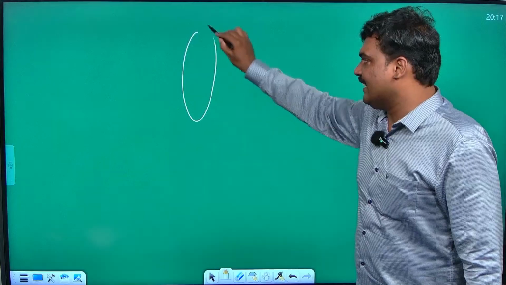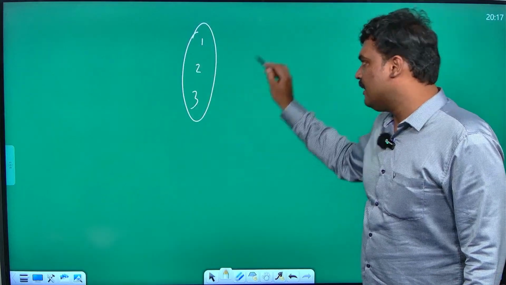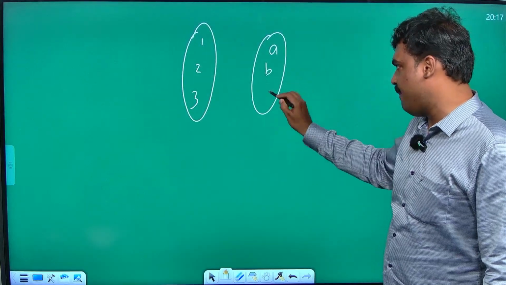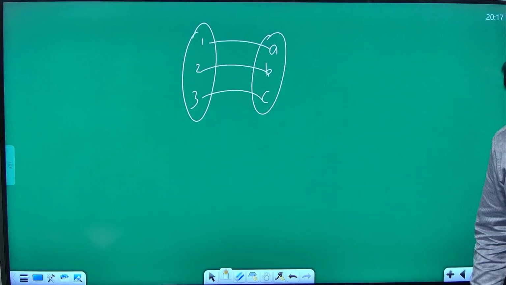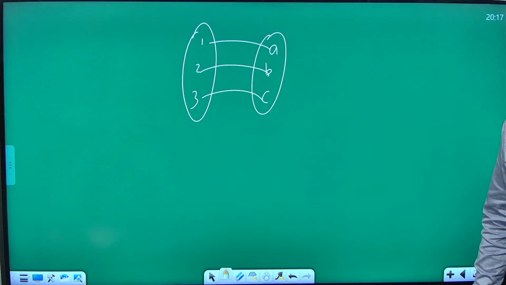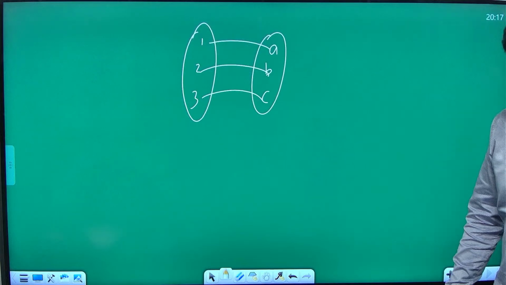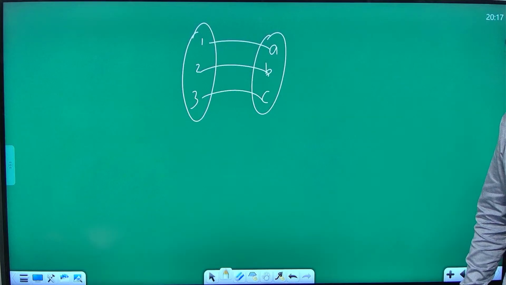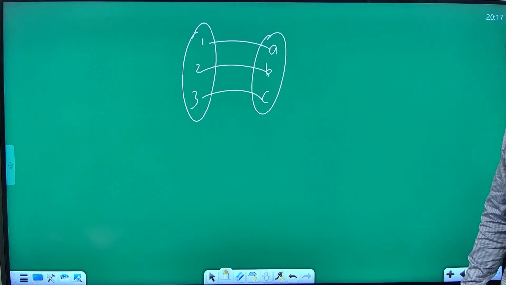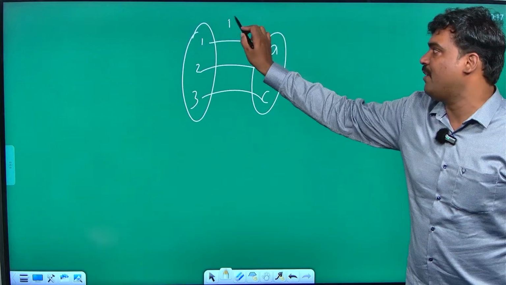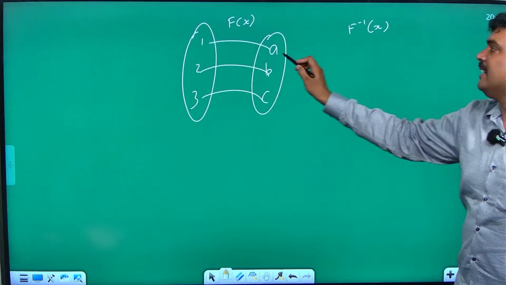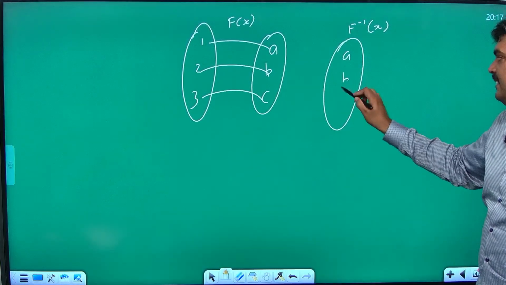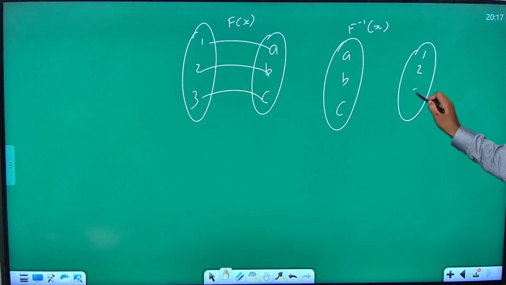I have a function 1, 2, 3, and I have taken the same example a, b, and c, and I know this is how it is mapped. You know this is a one to one function and onto function. This is an injective function and surjective function. This is the bijective function. Now I'll say what is the inverse of the function. If this is f of x, then f inverse of x is nothing but a, b, c should go to 1, 2, 3.